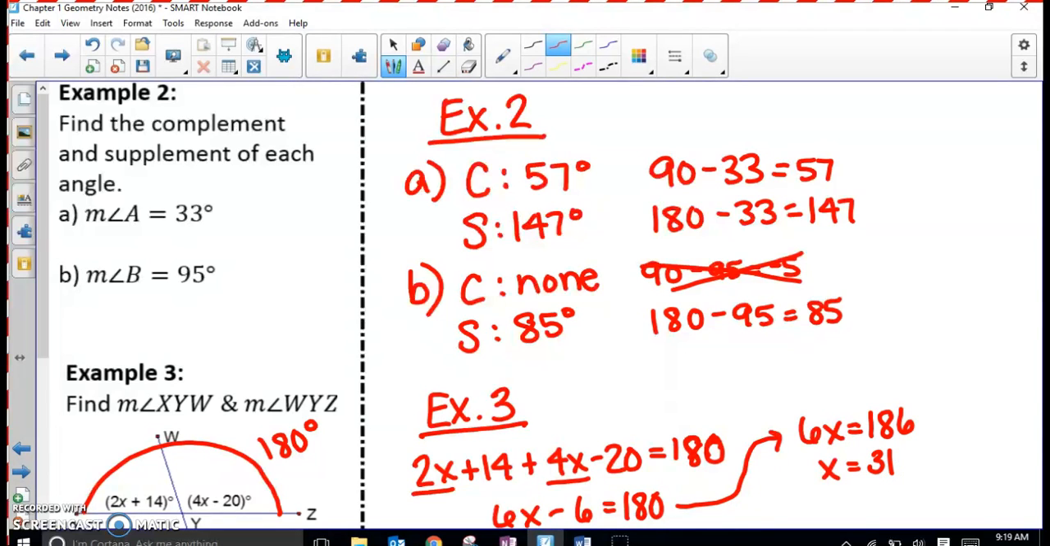But you're not done because they wanted you to find the measures of the angles. So then we plug it back in. Measure of angle, let's see, I'll do XYW. That one is the 2x plus 14. So 2 times 31 plus 14. So measure of angle XYW is 76 degrees. So there's that answer. And then the measure of angle WYZ is 104. Okay, I'm gonna run out of time on this video, and so you'll have to watch the second video in order to get the other two examples.